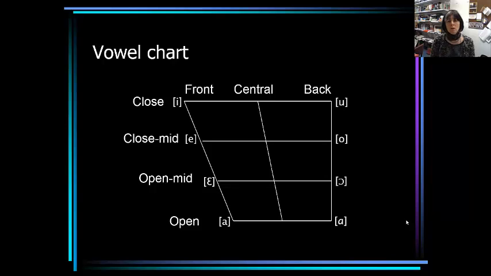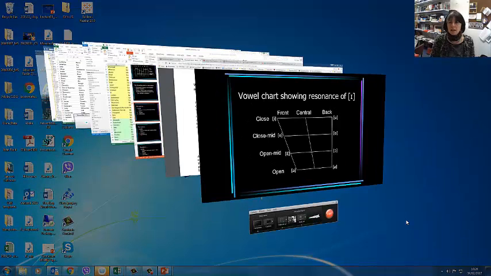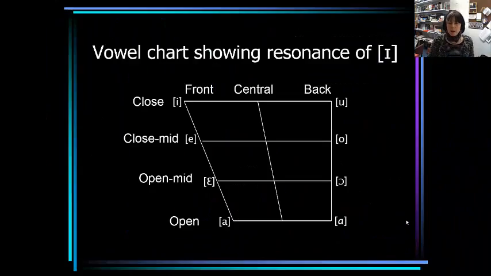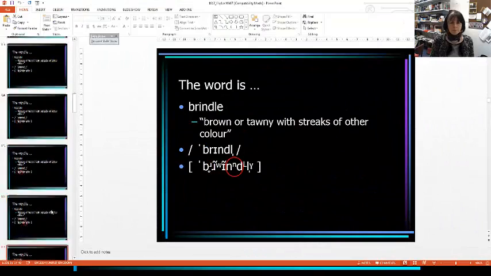Now I also need to give my vowel chart a heading. So this is a vowel chart showing resonance of this vowel. It's actually the vowel that we're using here. I could put nasalization over the top of it because it's a nasalized vowel. In fact, why don't we just add nasalization to it there? Why don't we add nasalization to the vowel?